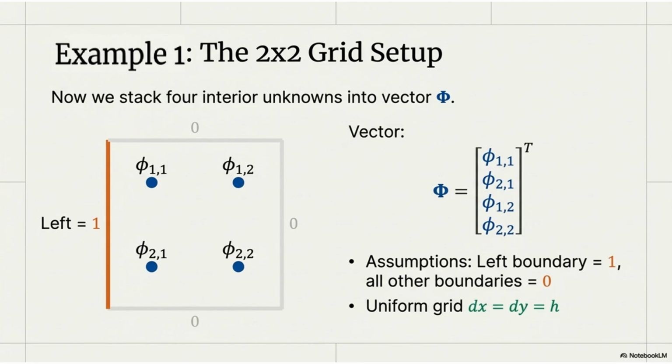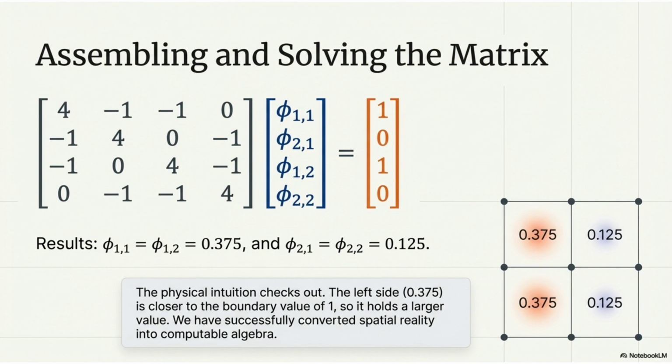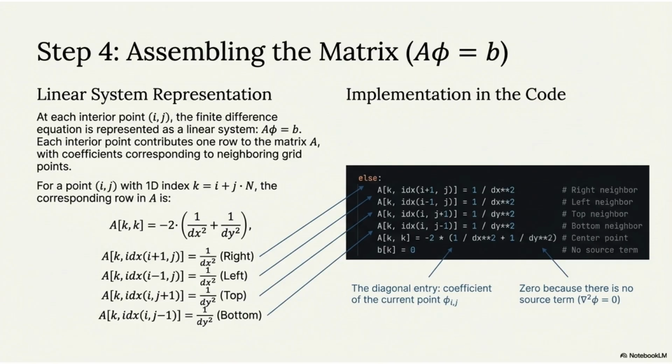Let's look at an example with a small 2 times 2 grid, resulting in 4 interior unknowns. The assumptions are a uniform grid and a left boundary value of 1, with all other boundaries set to 0. We assemble the matrix using the uniform grid simplification and solve the system. The results show that the points closer to the boundary value of 1 have a larger potential, confirming the physical intuition of the solution. Step 4 involves assembling the matrix A phi equals b.